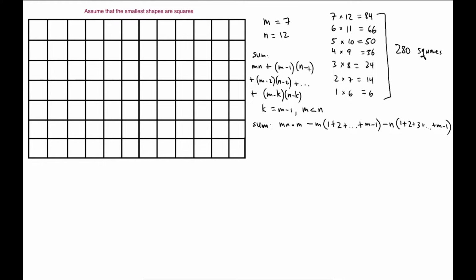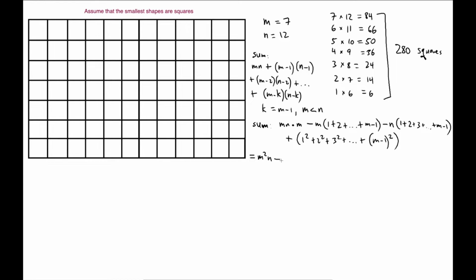1 times 1, so it's 1 squared. Then 2 squared, because we get positives until we get to k squared. So what that means is that we can just write it as plus 1 squared, 2 squared, 3 squared until we get to the last one, which is m minus 1 squared. So notice that it's going to equal m squared n. Notice that I'm just combining the m and m together to make it m squared.